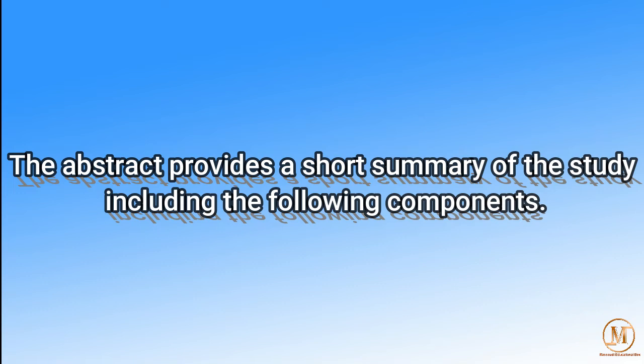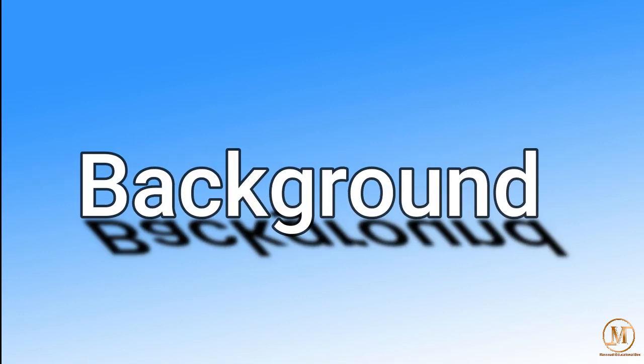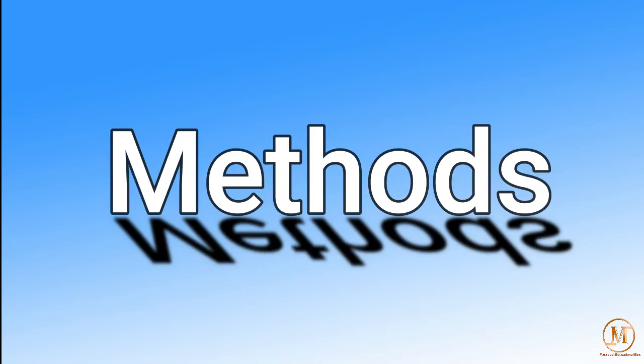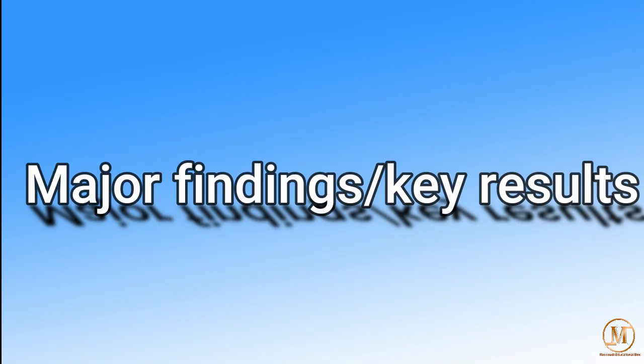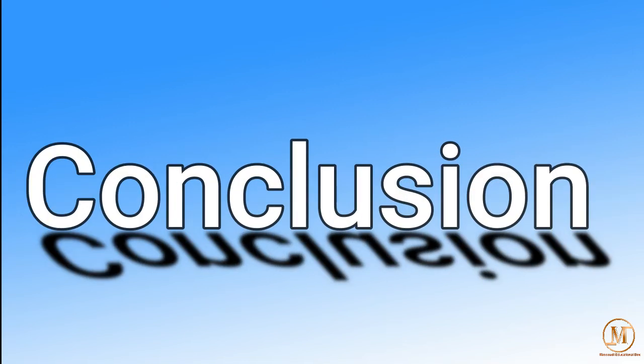The abstract provides a short summary of the study, and it includes the following components. The first one, background. The second one, methods. The third one, major findings or key results, and the fourth, conclusion.